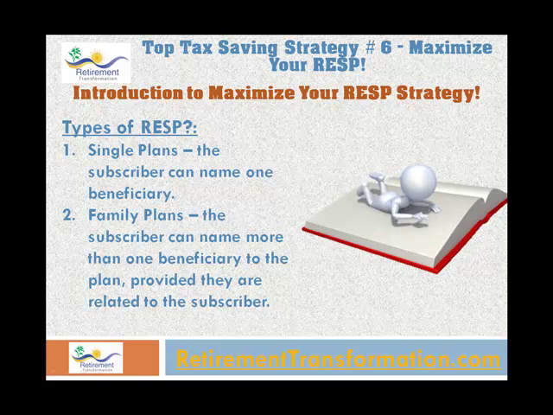The family plan is a family beneficiary plan, similar to a single beneficiary plan, except that the subscriber can name more than one beneficiary to the plan, provided they are all related to the subscriber by blood or adoption. So the family plan provides the flexibility of sharing the assets within the RESP among the beneficiaries. For example, let's say you have 4 children named as beneficiaries and only 2 pursue post-secondary education. Well, the RESP funds may be transferred to those 2 children within the plan without any kind of penalty.